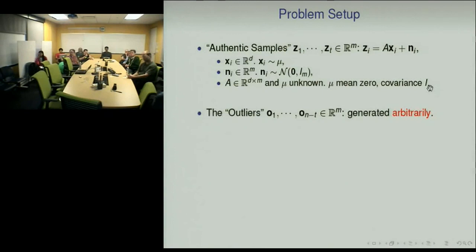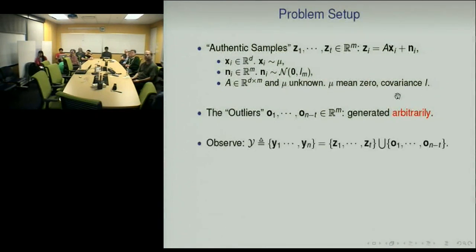And then we have n minus T outliers, and those outliers are generated arbitrarily. They can be problems in the data set. They can be things that some adversary pushed in, like in the network problem. They can be just errors. We don't know where they're coming from, but they're generated arbitrarily. So we have n samples overall. T of them are authentic, and n minus T are not authentic. We observe all the samples, and of course we don't know which is which. We don't know which sample is authentic and which sample is arbitrary.